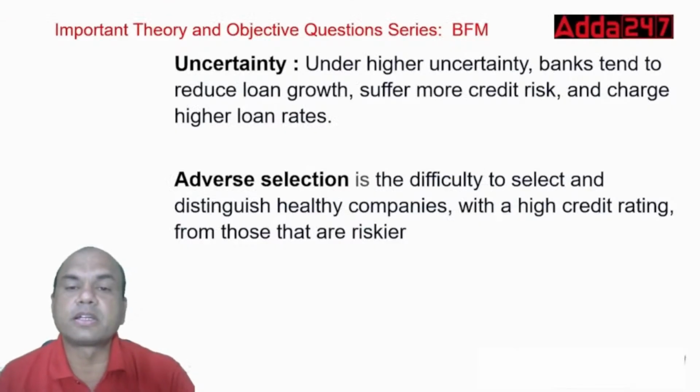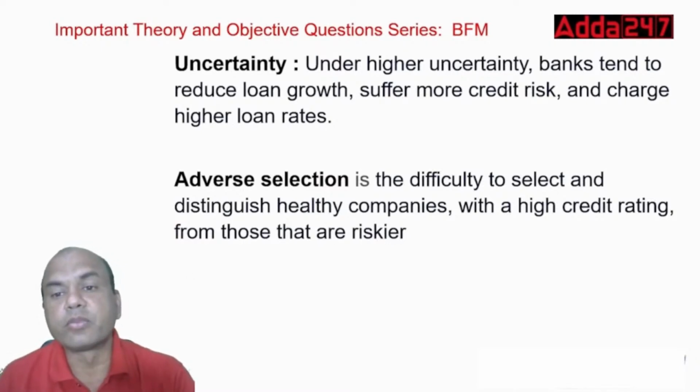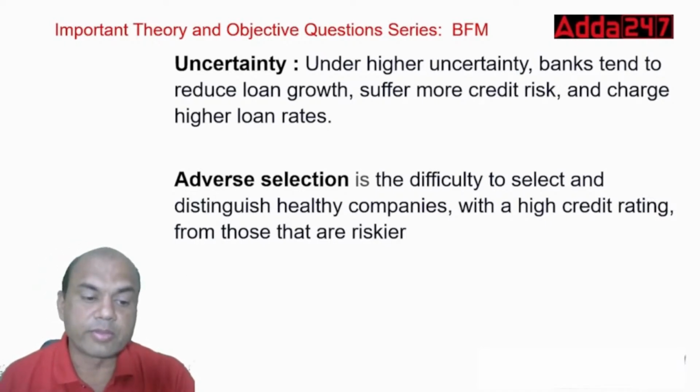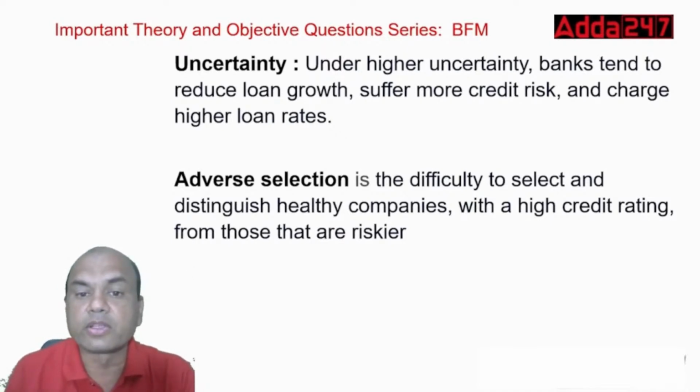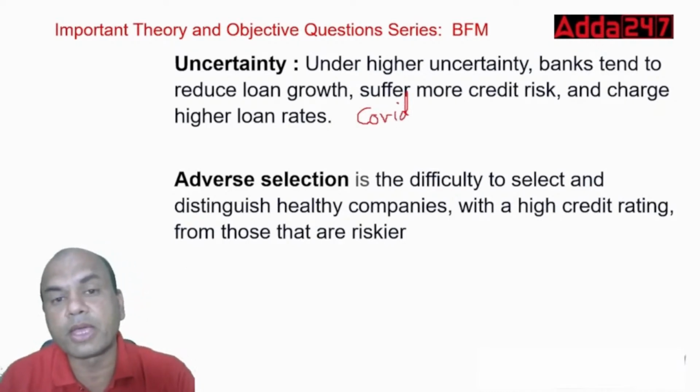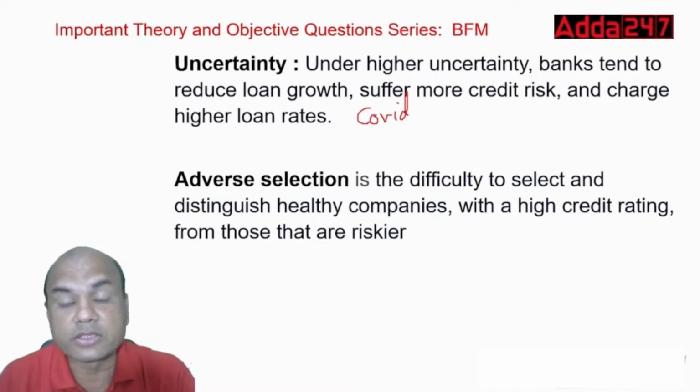Uncertainty. What is uncertainty? Under uncertainty, banks tend to reduce loan growth, suffer more credit risk, and charge higher loan interest. What do you mean by this? Uncertainty means like in the COVID situation, there was a huge uncertainty, right? Because banks were very afraid whether the loans given will be repaid back or not. So that was the uncertain situation.